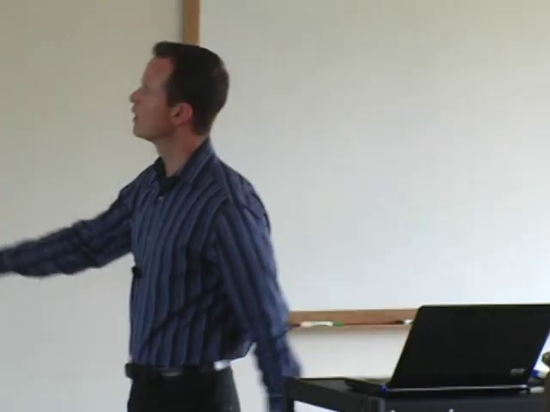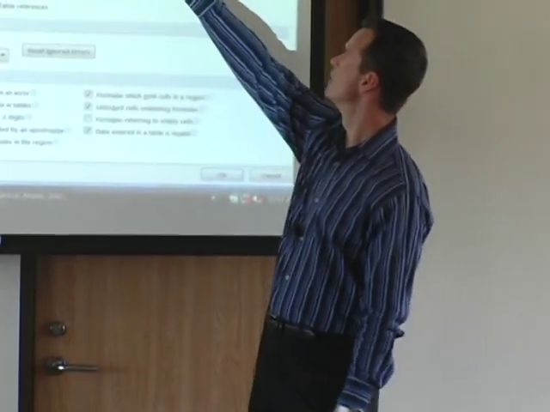So check that box, and in the maximum iterations box, I want you to put some high number, usually 500 or 1,000. That is, it tells Excel how many times to calculate that loop every time until it finds a solution that solves all the equations. I like to use 1,000. You can use 500. It's really up to you.